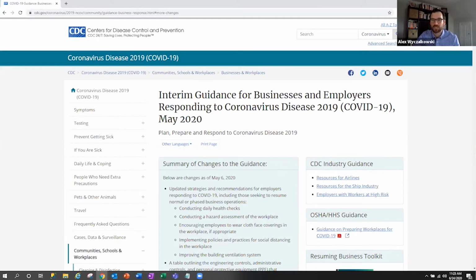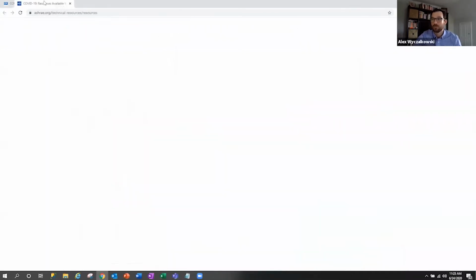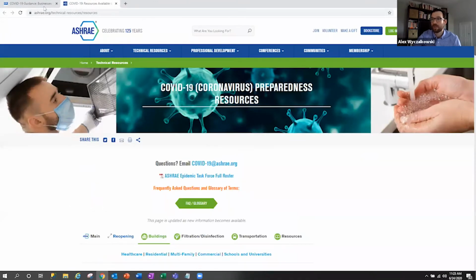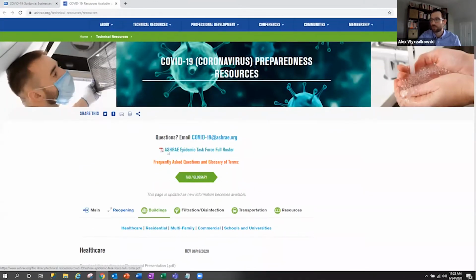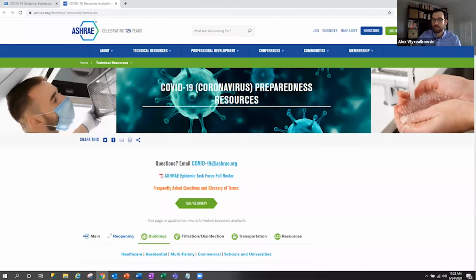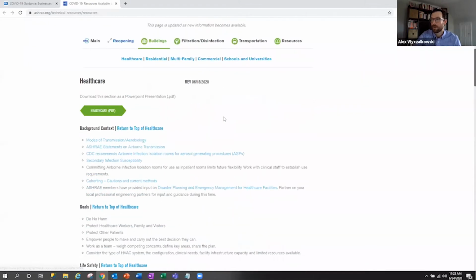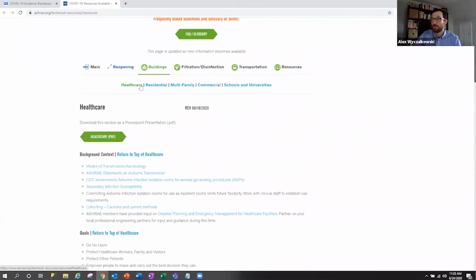And then if we're talking specifically about building operations, CDC relies a lot on ASHRAE, which is the American Society of Heating, Refrigeration, and Air Conditioning Engineers. So this is a really good source that I found, ASHRAE.com. They're technical resources. They've got preparedness plans for COVID-19, building types by building sector. So I go through here. This is where we get a lot of the recommendations.